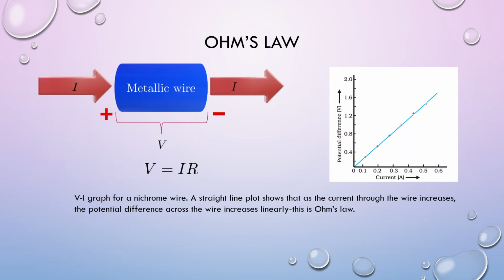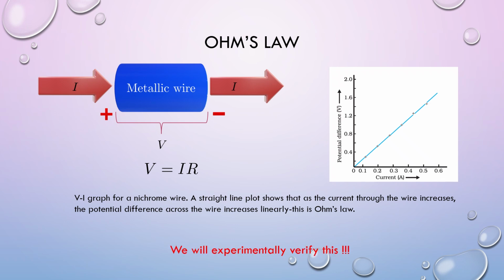Now what happens when we plot the voltage on the y-axis and the current on the x-axis? Here we have the voltage versus current graph for a nichrome wire. Nichrome is an alloy made out of nickel, chromium, manganese and iron. What we get is a straight line. It means that as the current through the wire increases, the potential difference across the wire increases linearly. This is exactly Ohm's law, illustrated by the equation V equal to IR. So when I increases, V also increases.